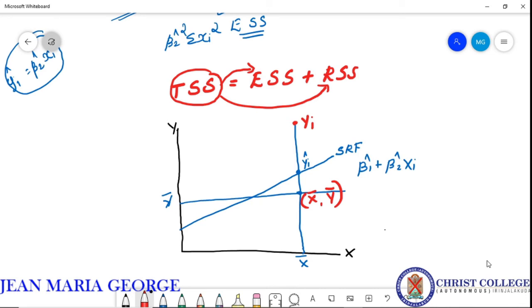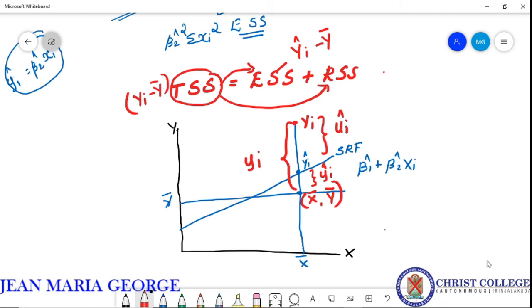So what is the total sum of square? That is yi minus y bar. So this is the yi value, that is yi minus y bar. Now what is the explained sum of square? That is yi hat minus y bar. So this is the small yi hat, that is yi hat minus y bar. Now what is the residual sum of square? That is sigma ui hat square, which is the difference between yi and yi hat. So this is ui hat, that is yi minus yi hat. The difference between the actual value and the estimated value shows the error term. So this is the total sum of square.